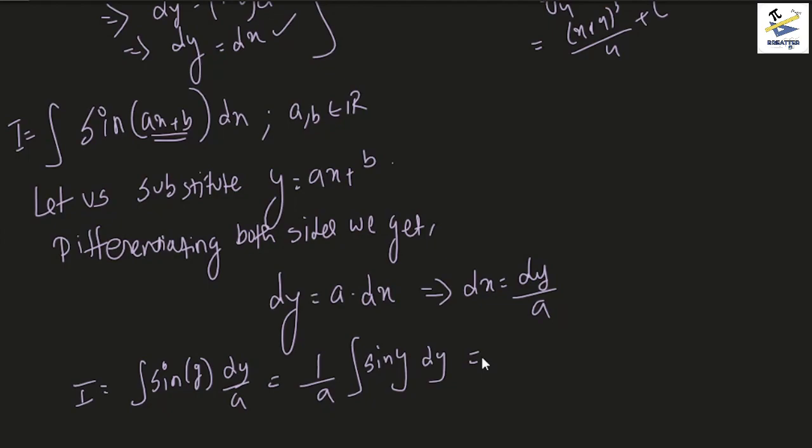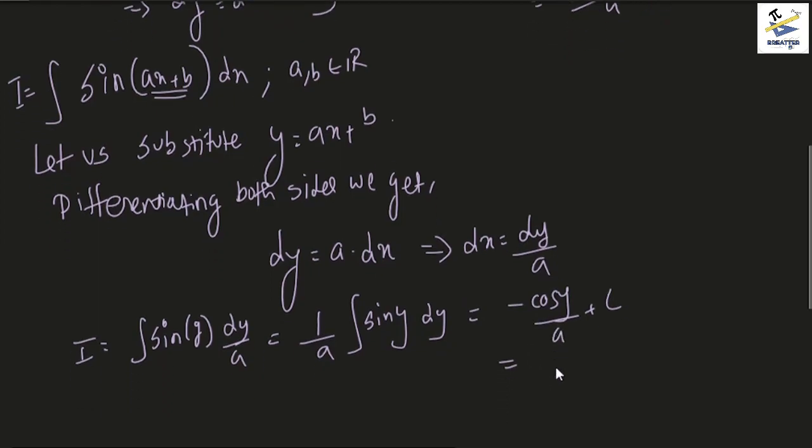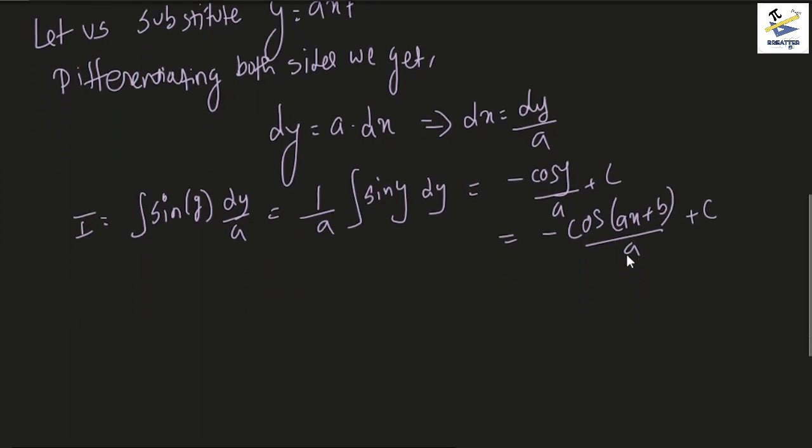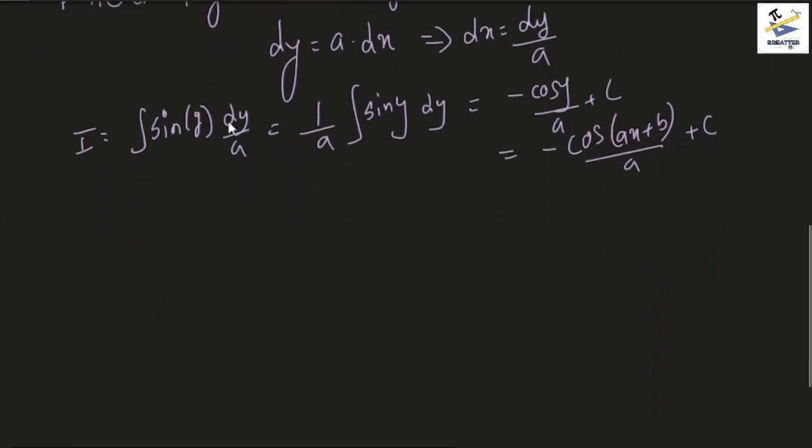Now we know the integration of sine y is minus cos y, so the answer would be minus cos y by a plus c. And it's time to put back the variable which we substituted, which gives us minus cosine of (ax plus b) by a plus c, which is the answer for our integration. So as you see, this kind of integral can be solved by using simple substitutions, but obviously there are harder ones. So let us try to find out another integral.